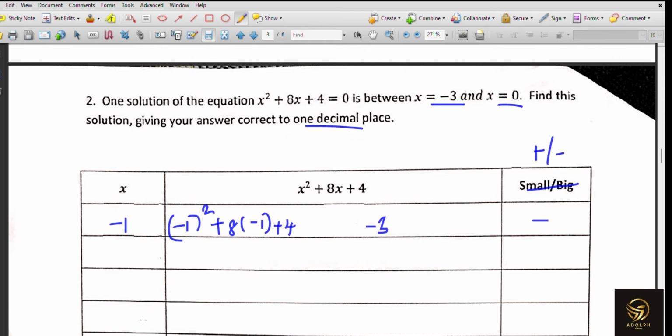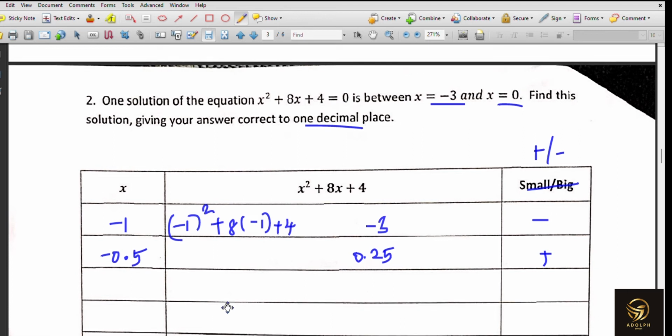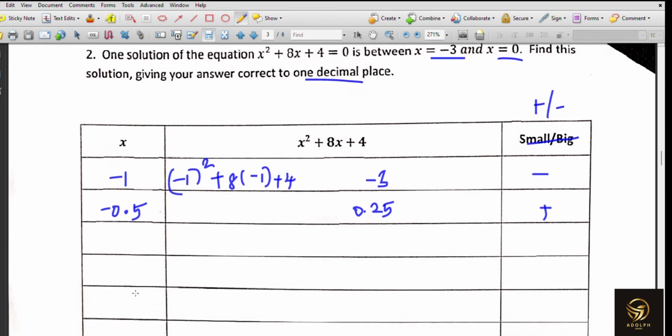So let me try a value in between. It is minus 0.5, I can try. If I'm trying minus 0.5, I'm getting 0.25. It is positive. So I can ensure that the answer is going to be in between these two values because I have got the change. I think this 0.25 is very close to 0, so let me try the next immediate digit instead of going 0.7, 0.8 like that. If I'm trying minus 0.6, I'm getting minus 0.44.